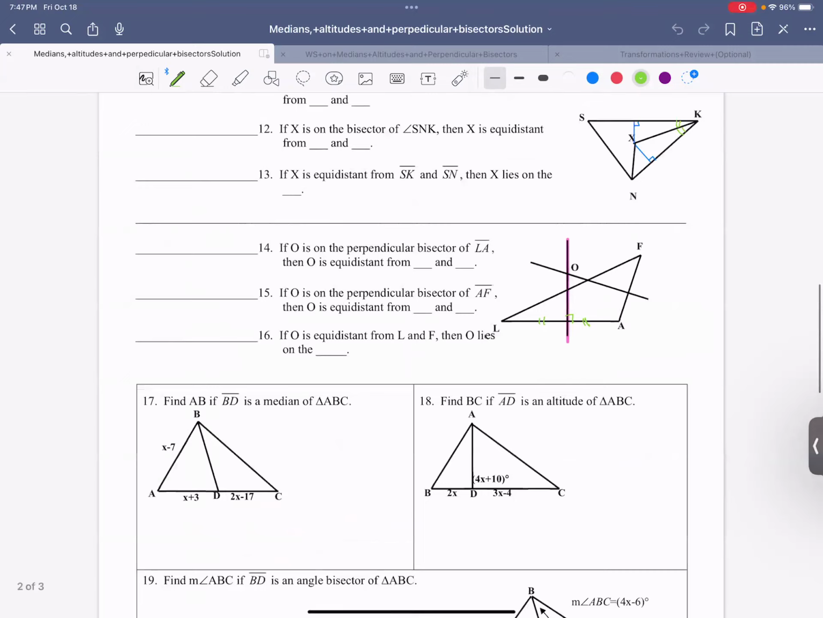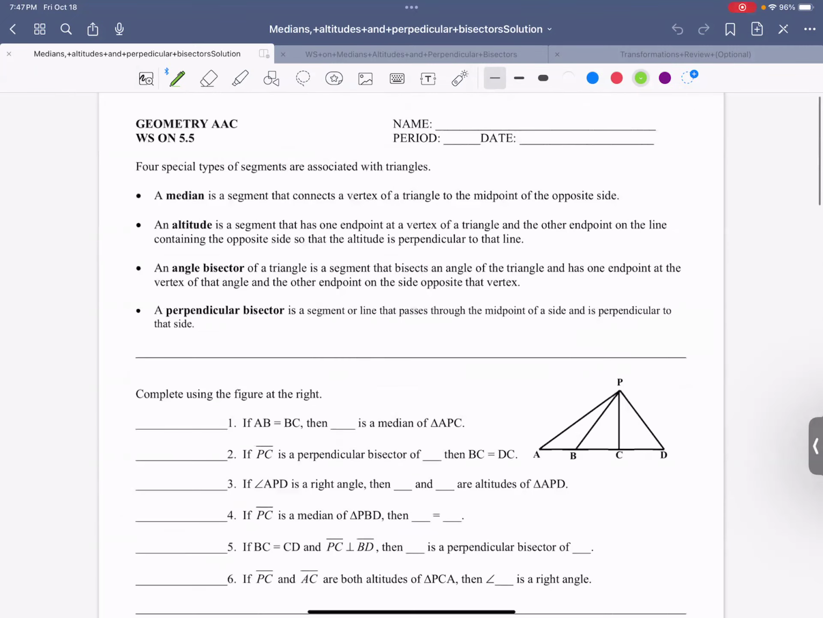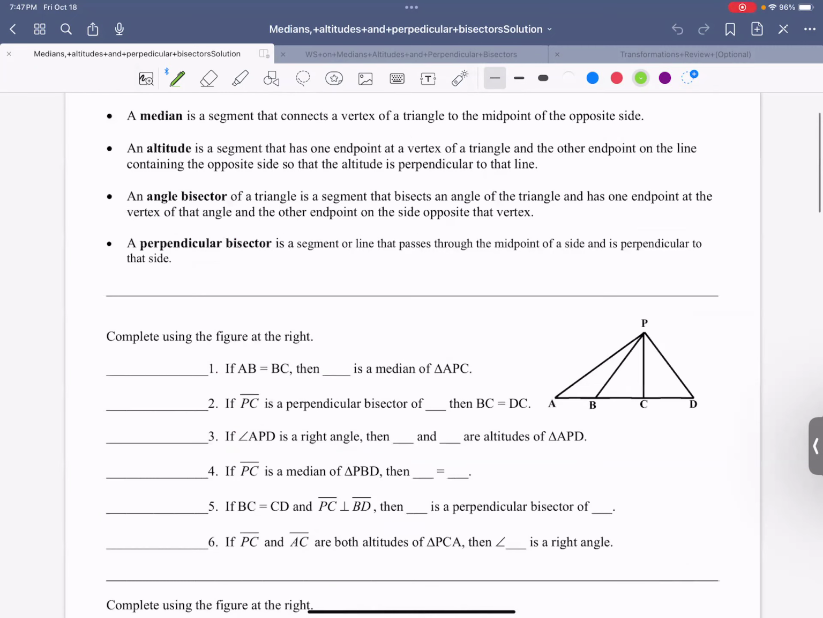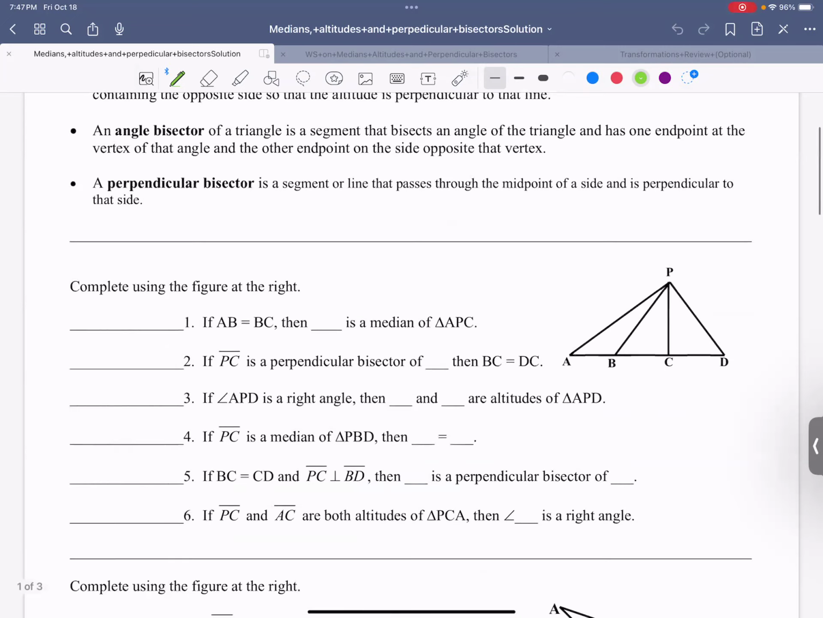Okay, let's look at those concepts we learned before. The median, altitude, angle bisector, and perpendicular bisector. Let's look at this.